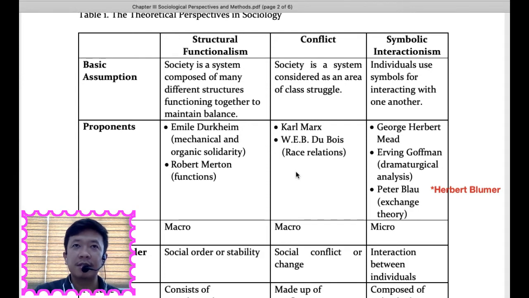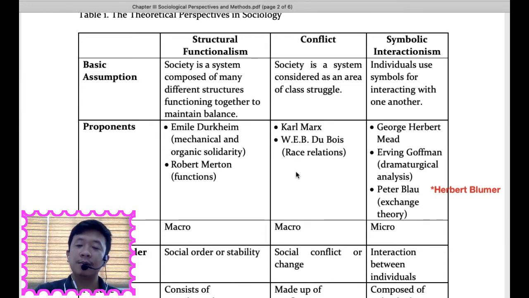Yung conflict naman, of course, ang pinaka-proponent dyan ay yung German philosopher and sociologist Karl Marx, no? Who introduced the idea of class struggle, okay? Na ang lipunan ay binubuo ng mga classes who are in struggle for power, prestige, and property. Okay? That you have to look at society as composed of conflicts. Okay? And then, of course, Du Bois, who focus on racial relations dahil nakikita niya na ang lipunan din, no, ay makikita mong struggle among different ethnicities.